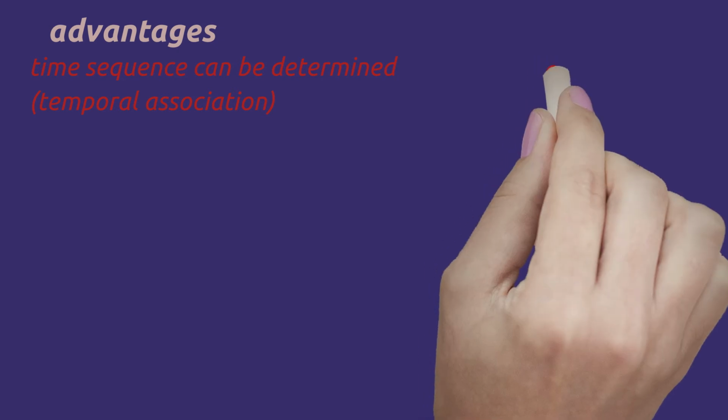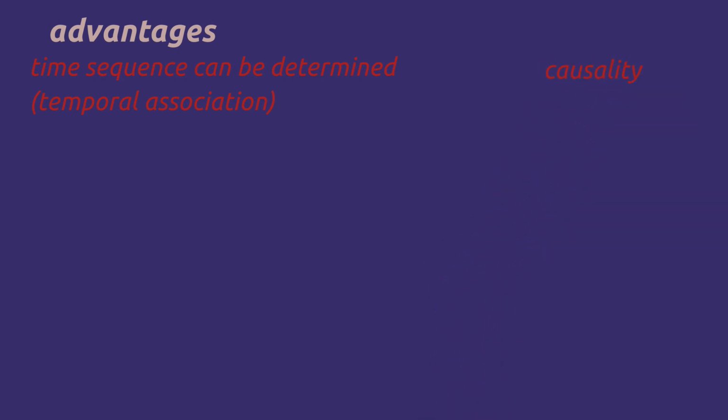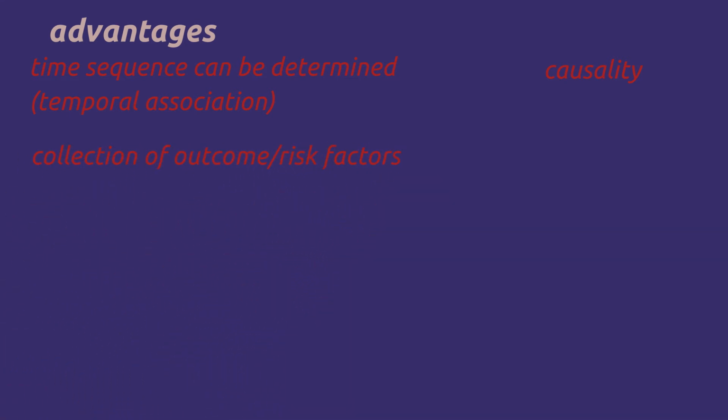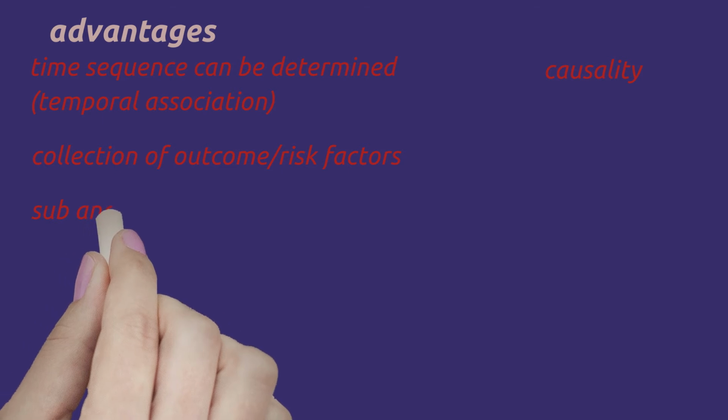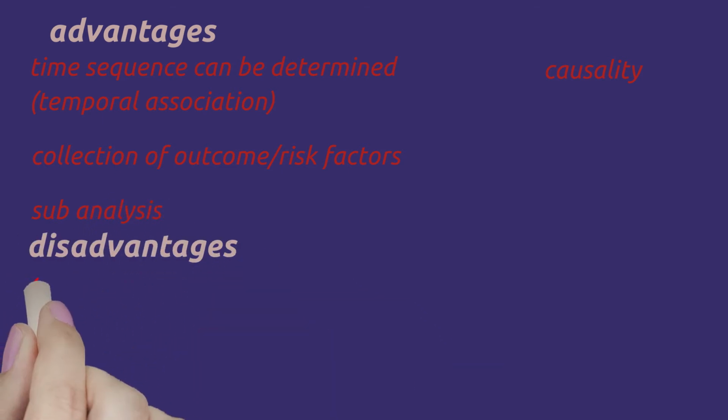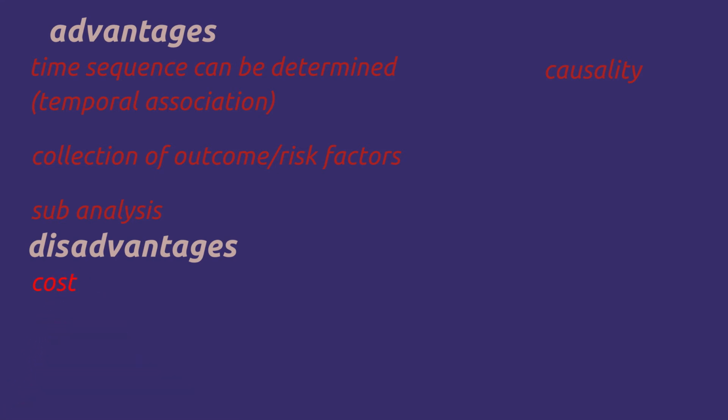One of the main advantages of a cohort study is that the time sequence of events can be determined. This is useful when trying to determine what caused the disease. Another advantage is that information about several different outcomes and risk factors can be collected at the same time. This allows for sub-analysis to be conducted on the data. A disadvantage of cohort studies is the high cost, and they can involve a large number of people being followed up over a long period of time. They are generally not suitable to study rare diseases.